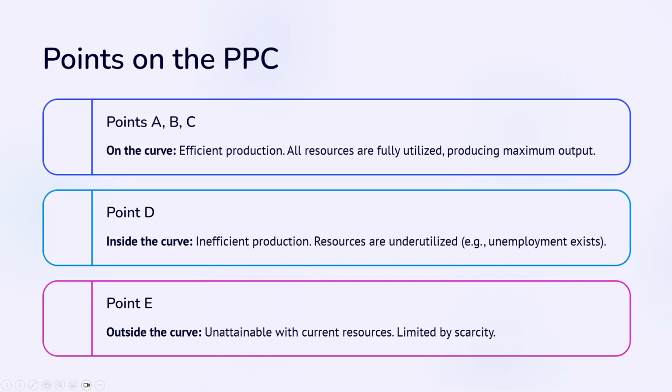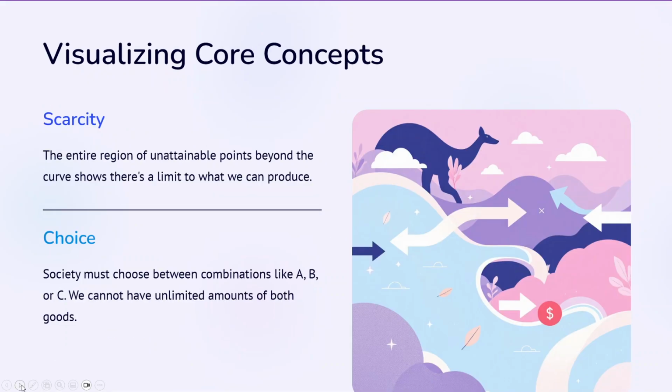How does this simple diagram show our key concepts? Scarcity is represented by the unattainable region outside the curve. It shows there is a limit to what we can produce. We cannot have everything we want. Choice is represented by the need to select one point on the curve over another. Should the economy operate at point A, producing mostly capital goods, or at point C, producing mostly consumer goods? Society must choose its preferred combination.